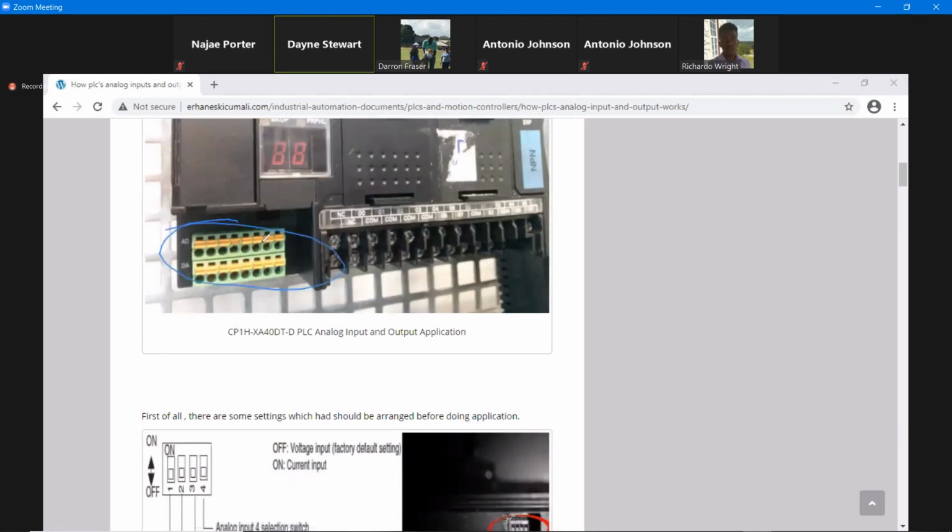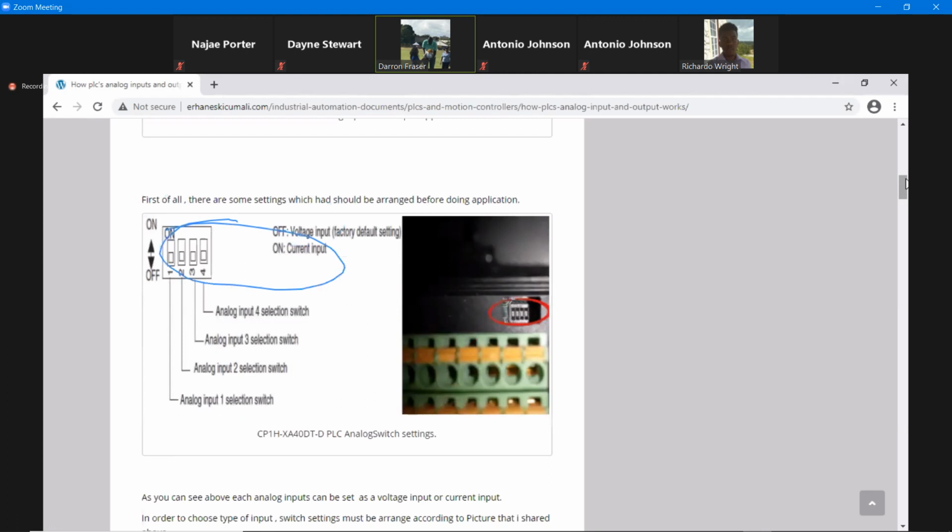So this is the physical input, and we're saying that you have to open the peripheral, and when you open the peripheral, you have to say for each of the peripherals whether it's a current or a voltage input. So you have to set the switches here for a current or a voltage input.